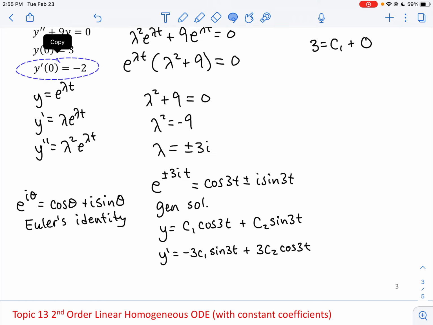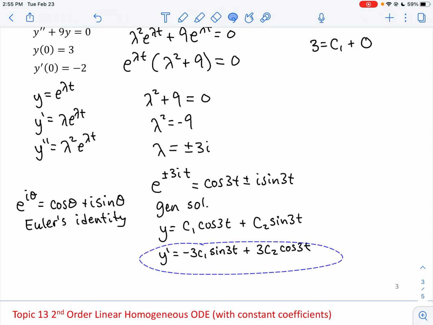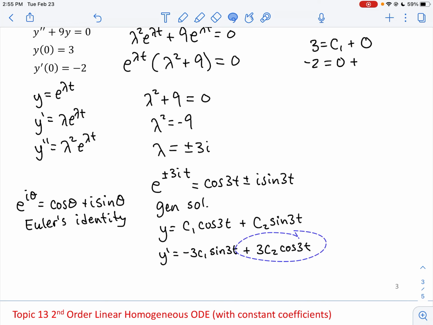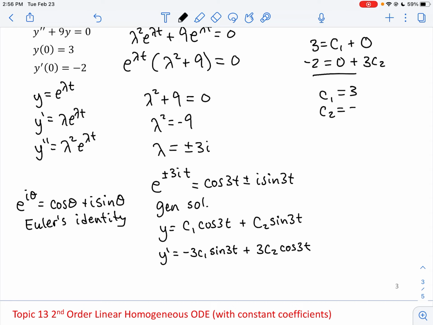And now I'm going to take the second bit of data, y prime of 0 equals negative 2, and plug that into my derivative of my general solution. And y prime will become negative 2. And if you plug in 0 for sine 3t, that's going to 0 out the first term, so that's gone. And when you plug 0 into the second term, you're getting cosine of 0, which is 1, so you just get 3c2. So this tells me that c1 is 3 and c2 is negative 2/3.